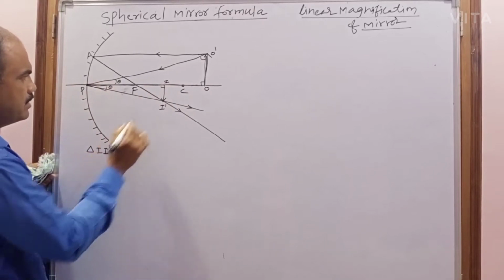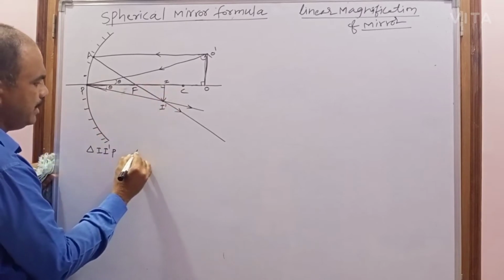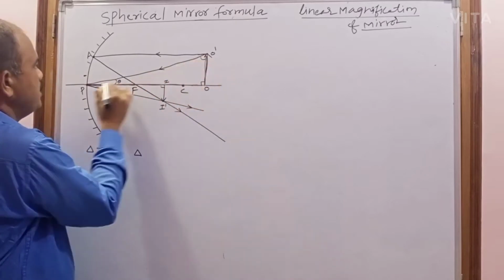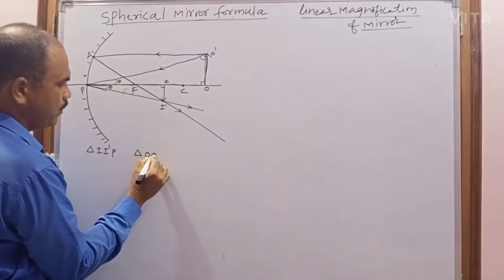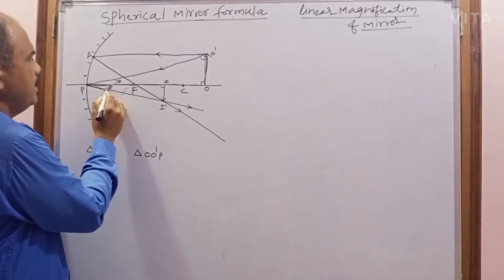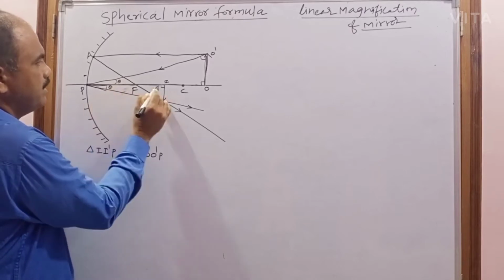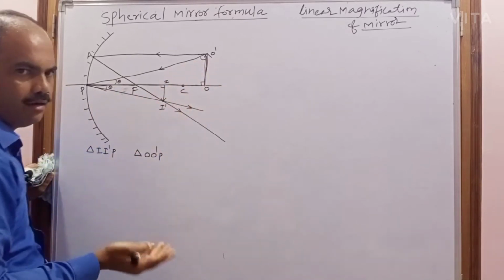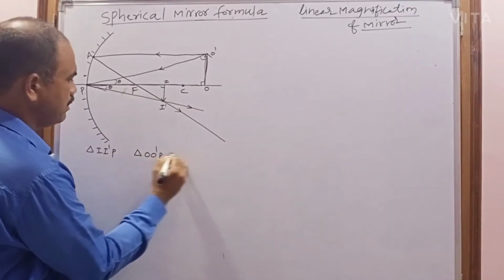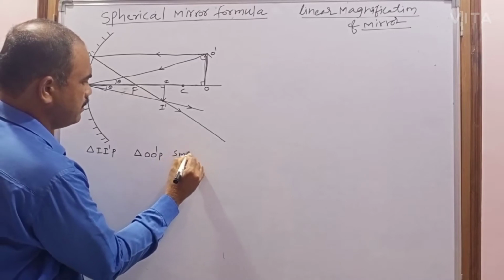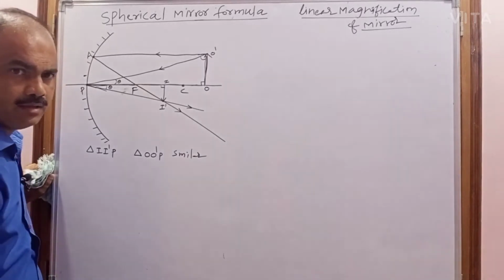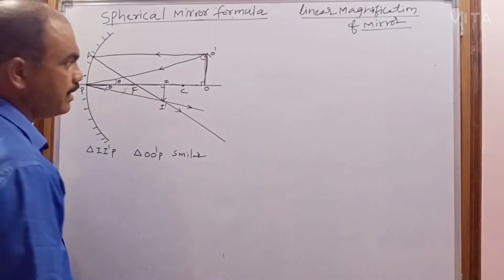II dash P is the II dash P. And the next triangle is O dash P. This O dash P. These are similar. Why are they similar? Here this theta, this theta. This is the first angle, this is the second angle, and the third angle. All three angles are the same. So that's why these are called similar triangles.